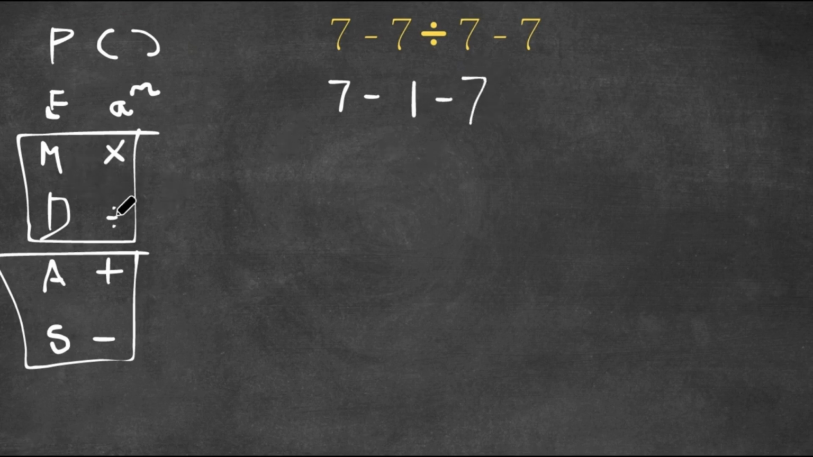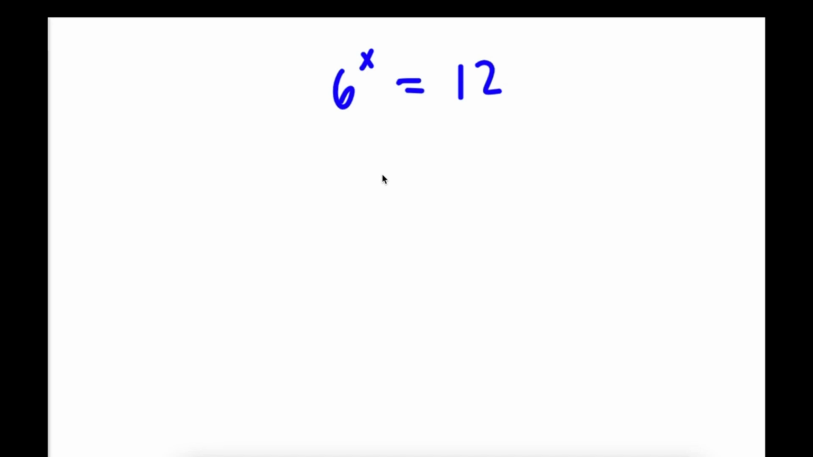And now I check for multiplication and division again. There is none. So now I go down to addition and subtraction. And as I see, there is subtraction, 7 minus 1 and 1 minus 7. So I first do 7 minus 1, which is 6, minus 7. And 6 minus 7 is negative 1. So this is our answer.